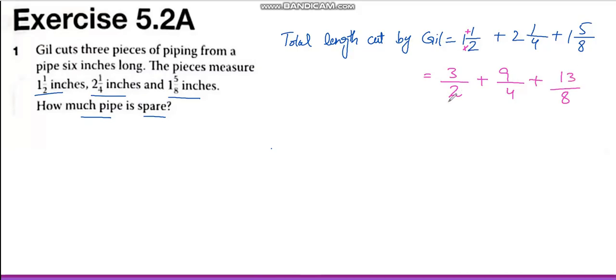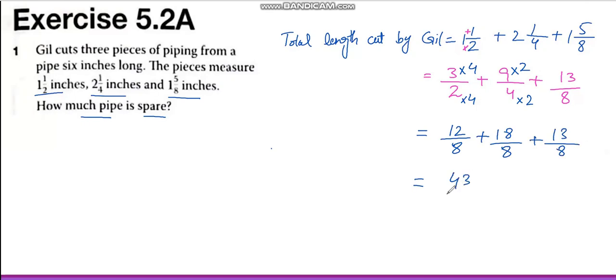Now to add, first we will make the denominator the same. So the lowest common multiple can be 8. So 2 times 4 is 8. We need to do the same thing on the top. 4 times 2 is 8. And again, we will multiply 2 on the top as well. We will get 12 over 8 plus 18 over 8 plus 13 over 8. So in total, it will be 43/8.